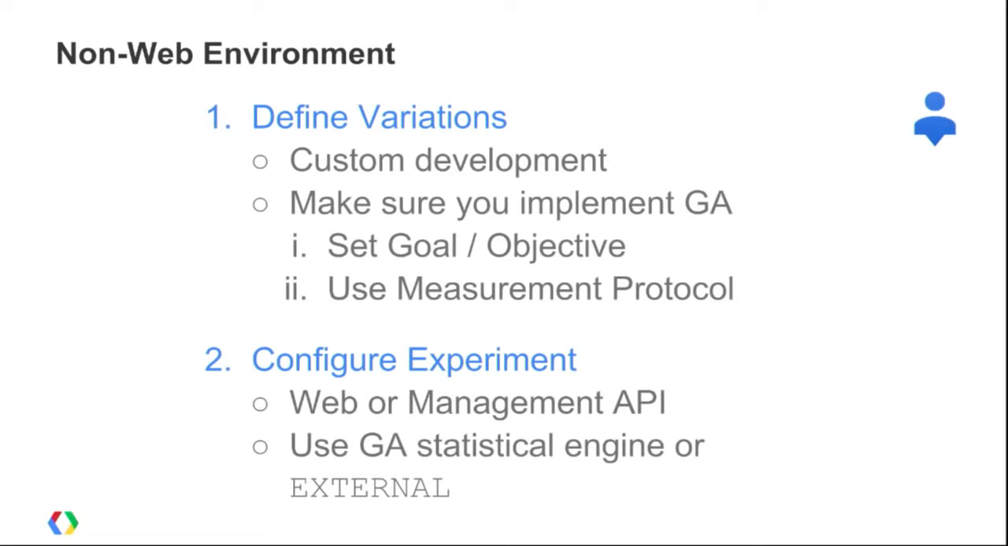So when you look at this, the non-web setup, depending on what you're trying to do, gives you all the different options you can use, whether you want to use this engine or not, whether you're using JavaScript or the measurement protocol. You have the flexibility here. Web might be easier for you, or the management API might make more sense. It depends on your setup.